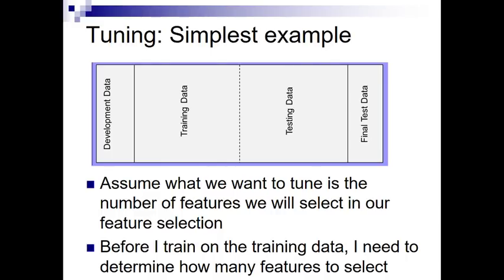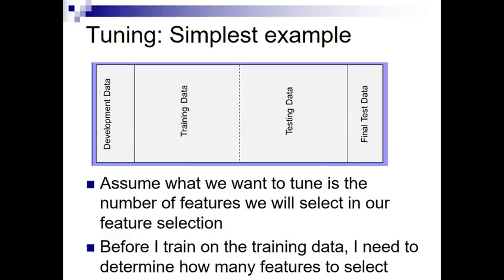Now I'm going to lead you through the process of doing the tuning 2 different ways. I'm going to start with the simple train test method, and then we're going to move on to the cross-validation method. And we're going to use the example that we keep coming back to, that the parameter that we want to tune is the number of features to select.